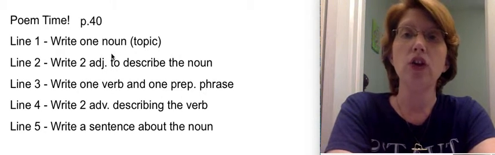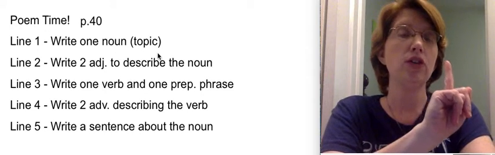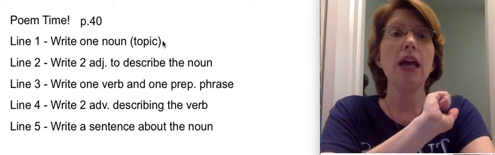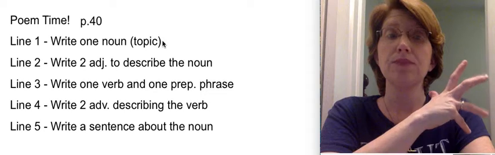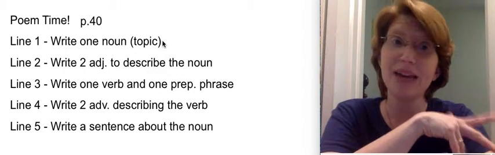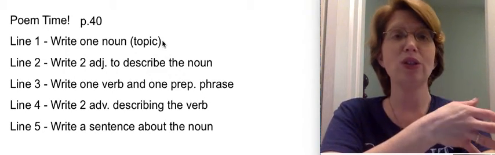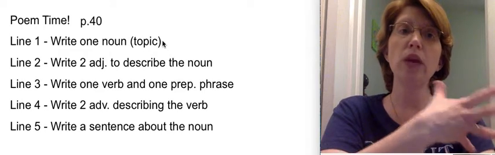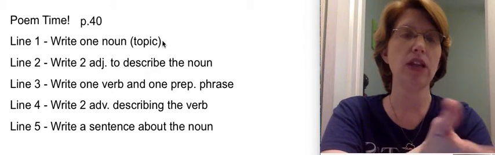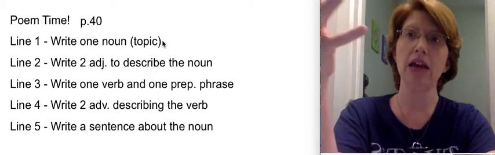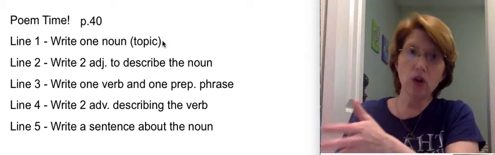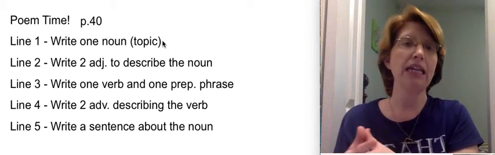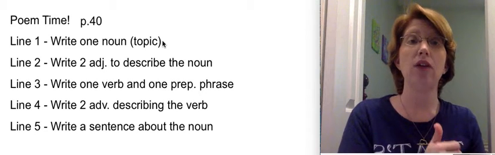On line 1, you're going to pick one noun, which is going to be your topic. So it can be a person, it can be a place, it can be a thing, it can be an idea, okay? Or something like reading. Reading can be a noun, even though it's something you do. This category of a thing is reading. I need to get my reading done. It's a noun in that way.